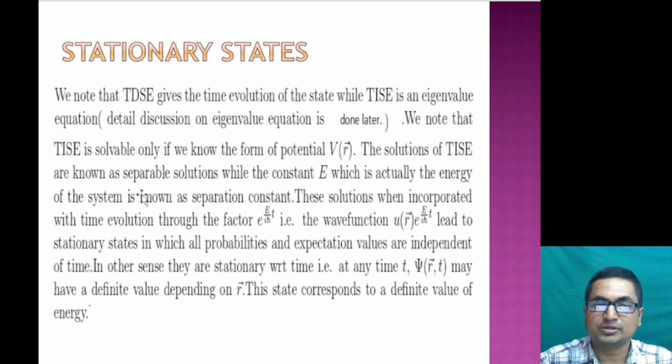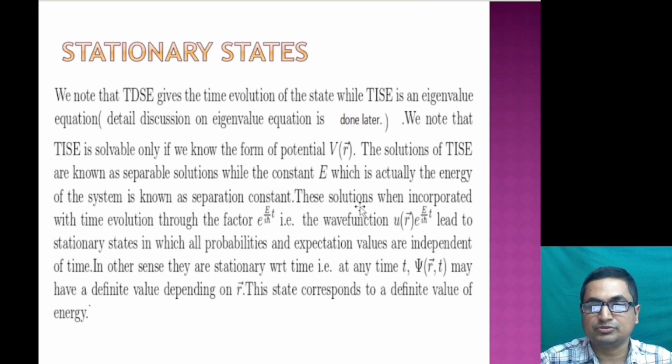The solutions of the time-independent Schrödinger equation are known as separable solutions, and the constant E, which is actually nothing but energy, is also known as the separation constant. The idea of separable solutions is that we have separated out the time-independent part and get an eigenvalue equation, which is easy to solve, instead of the time-dependent Schrödinger equation, which is not easy to solve in a direct way.